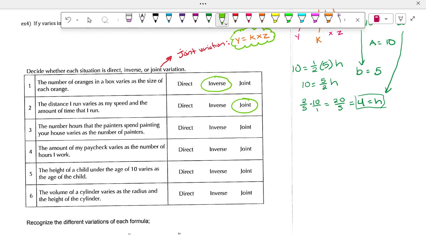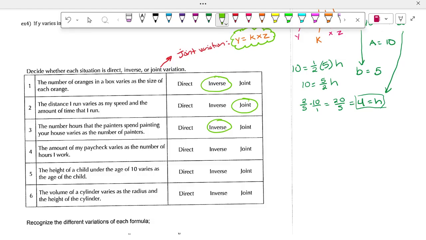So think about it. If you have more people, do you think it'll take less time or more time? Less time. So it's inverse. Because if you have more people, it takes less time, whereas if you have less people, it takes more time.